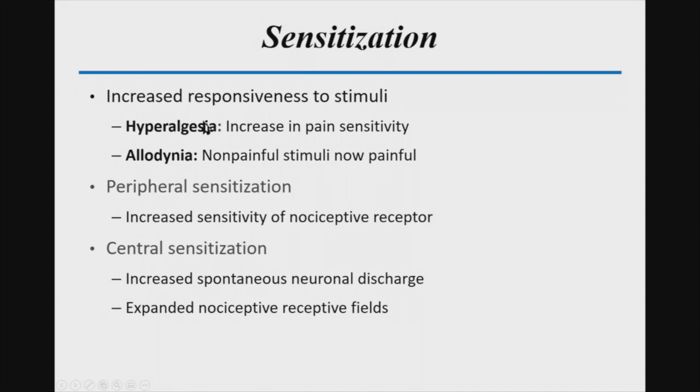Peripheral sensitization. If you've never heard about it, you've had it. You touch your hand, it doesn't hurt. You get sunburn and touch your hand, it hurts. That's peripheral sensitization. Central sensitization is different. It means that the neurons upstream have become active, there's increased spontaneous discharge, and the receptive fields have expanded.